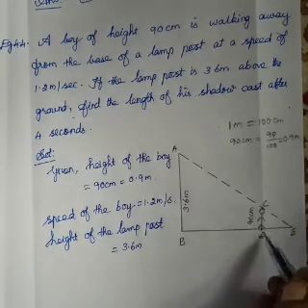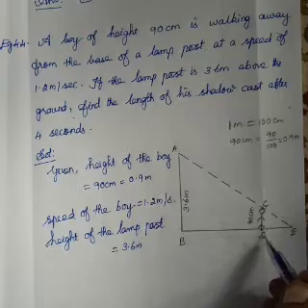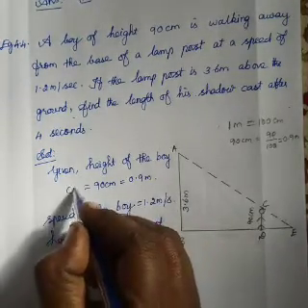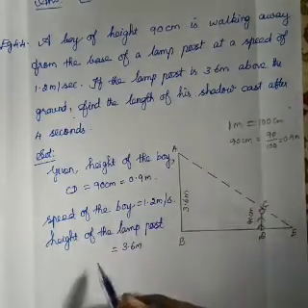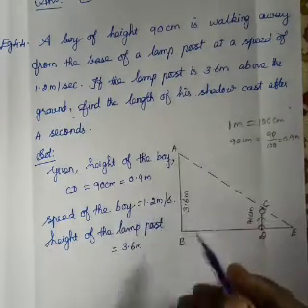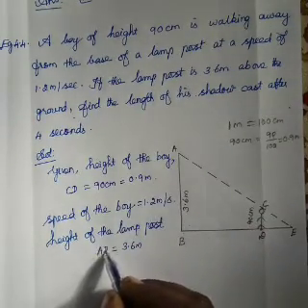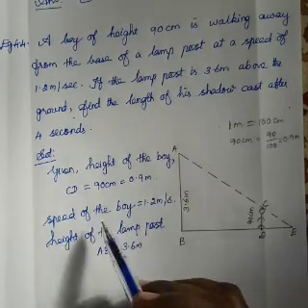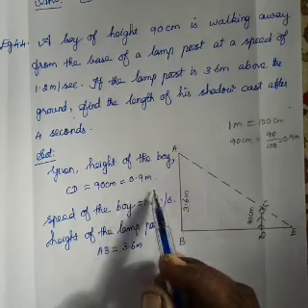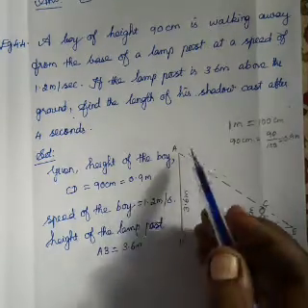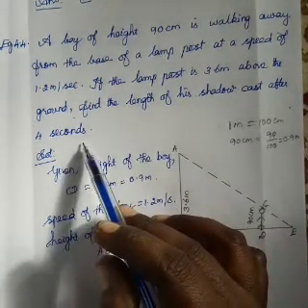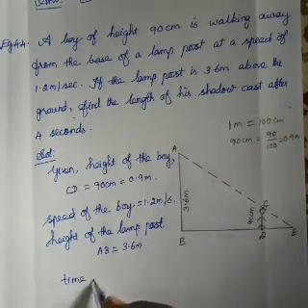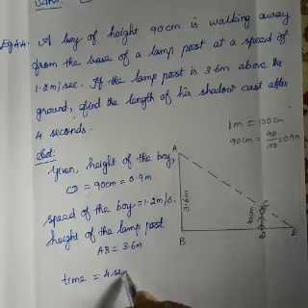The height of the boy we are considering as CD. So here we can write CD equal to 0.9 meter. The height of the lamppost in the diagram we are considering as AB. So AB equal to 3.6 meter, CD equal to 0.9 meter. He traveled 4 seconds, so we can consider the time equal to 4 seconds.